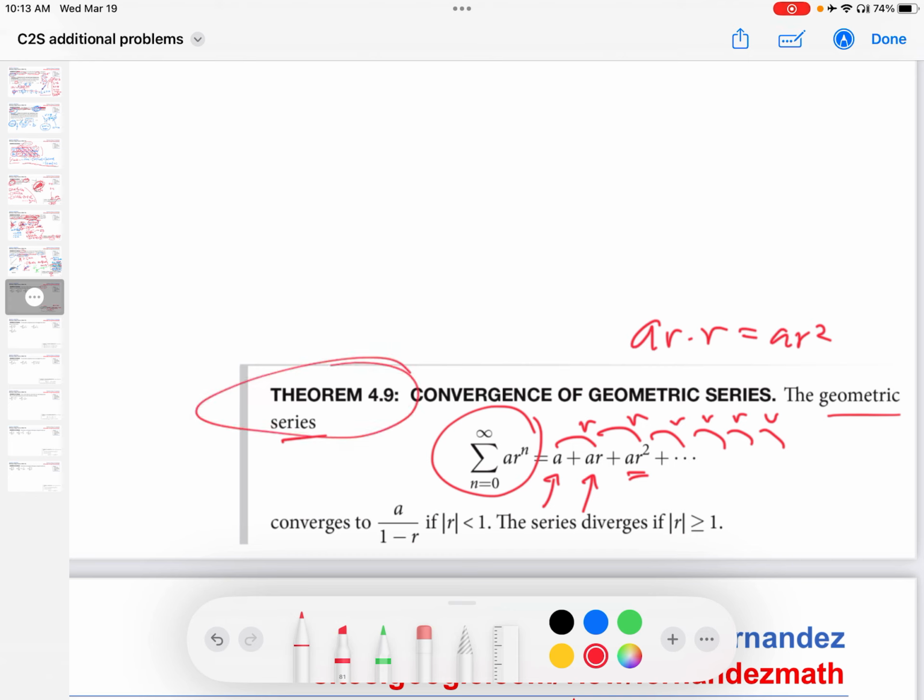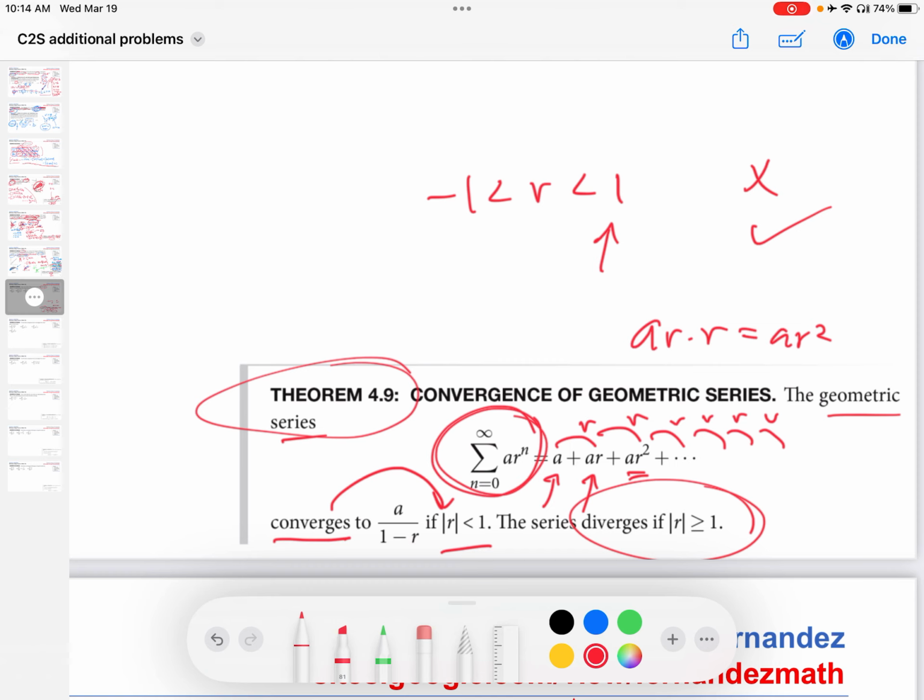This is theorem 4.9 in the book. It tells us that a geometric series converges, first of all, if the absolute value of r is less than 1. That means that the r value has to be between -1 and 1. If r is 7, it diverges. If r is 1/2, it converges. That's a quick example. Second thing, if r equals 1, it also diverges. So that's all part of what's here.